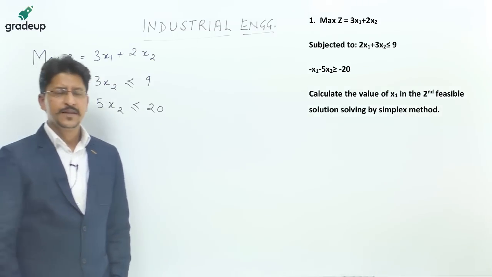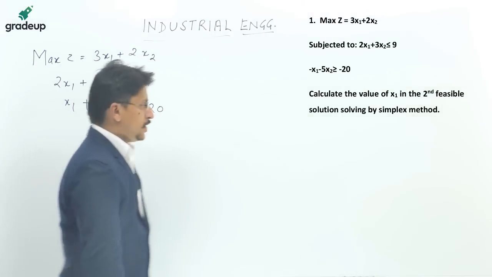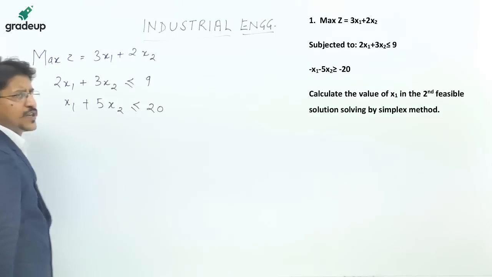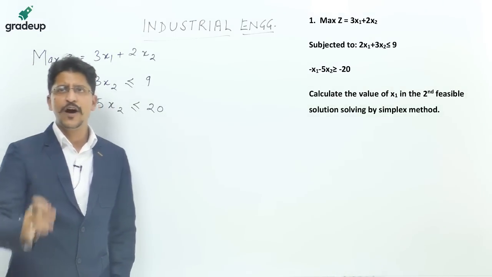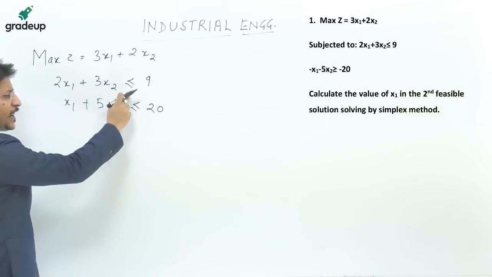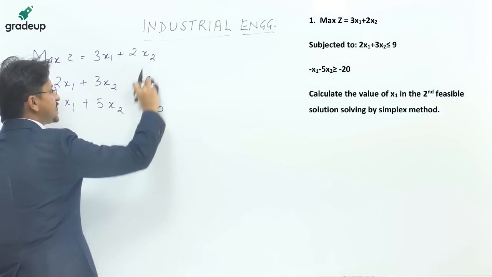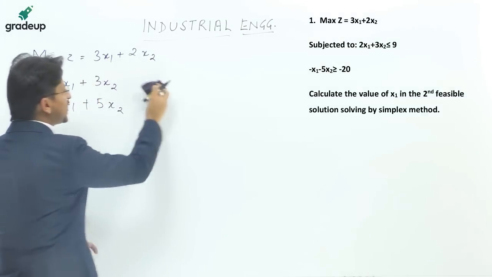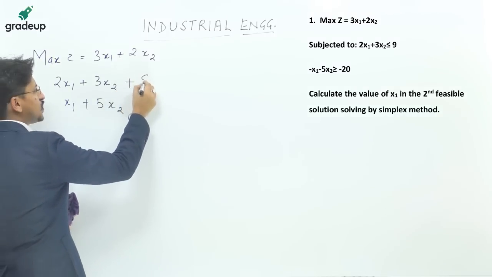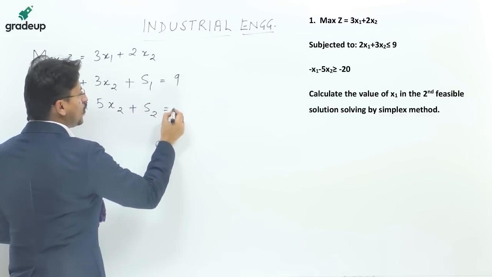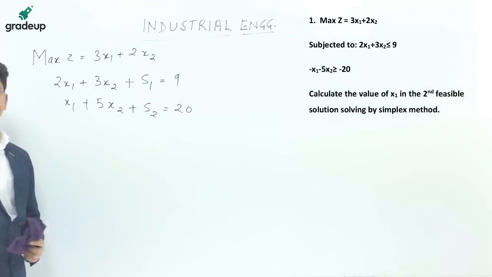Then what you do? Since these are not equal to equations but inequalities, you have to change them to equal to equations by introducing the slack variables, plus S1 equal to 9 and plus S2 equal to 20.